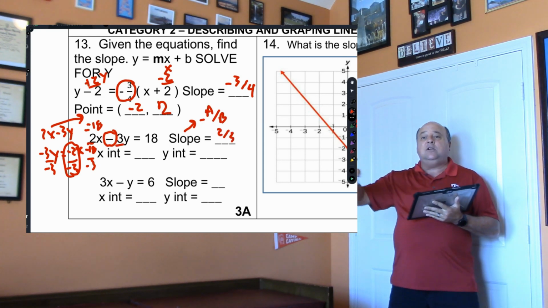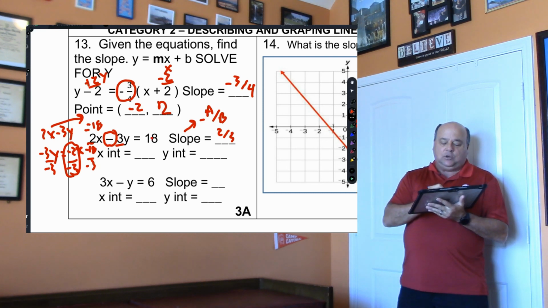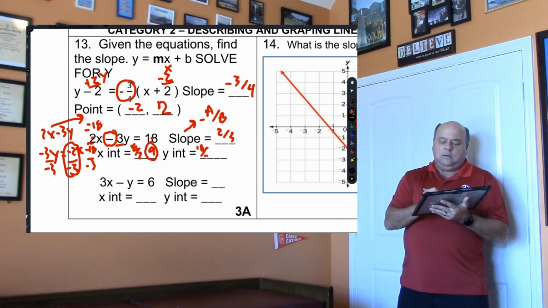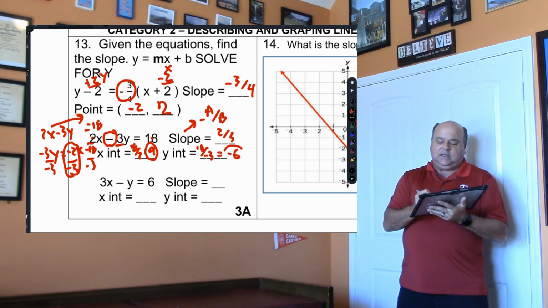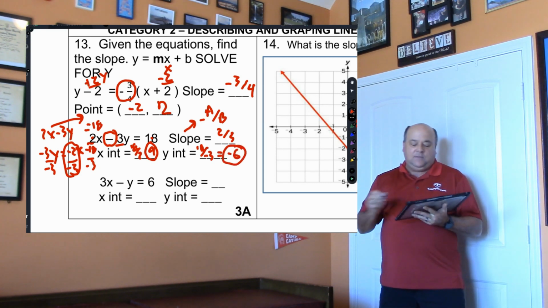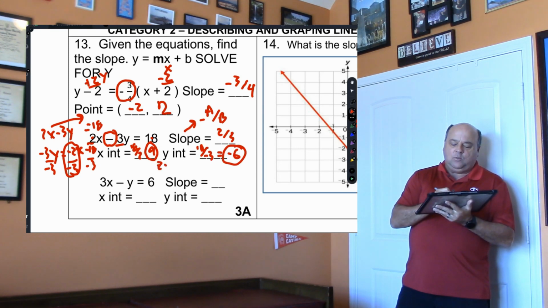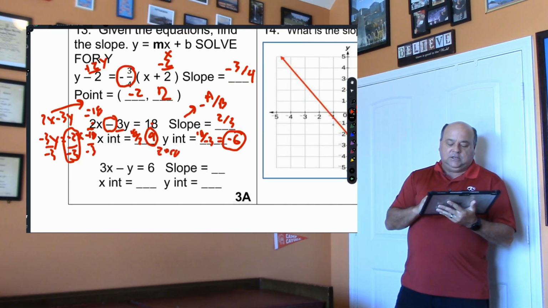The x and y intercepts are generated by dividing. So 18 divided by 2 is 9. That's my x-intercept. 18 divided by negative 3 is equal to negative 6. That's my y-intercept. The x-intercept is also called your zero, so the 9 would also be the zero. Let's go to the next one.